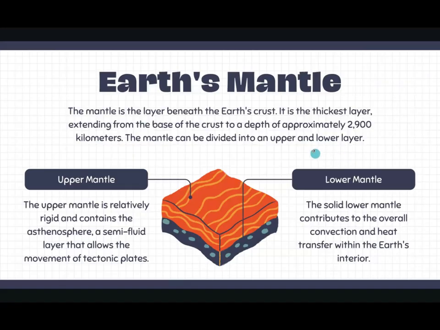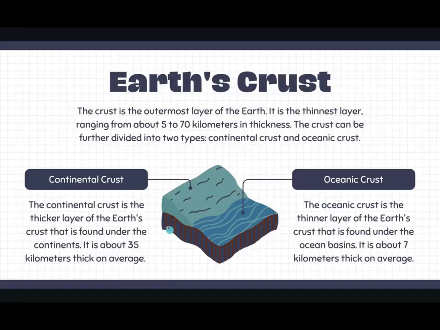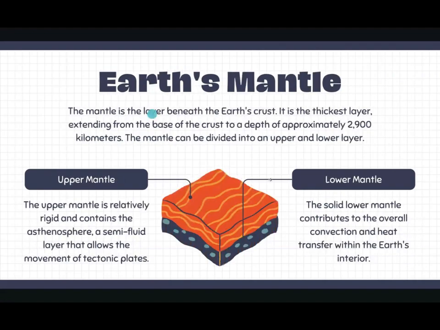Sorry, my screen is acting up. I apologize. I'll just go back for a bit to contextualize the Earth's crust. This is the part of the Earth where we live, as it is the outermost layer. And then going back to the Earth's mantle, it's mostly made out of hot flowing rock, as you can see with the picture right here.